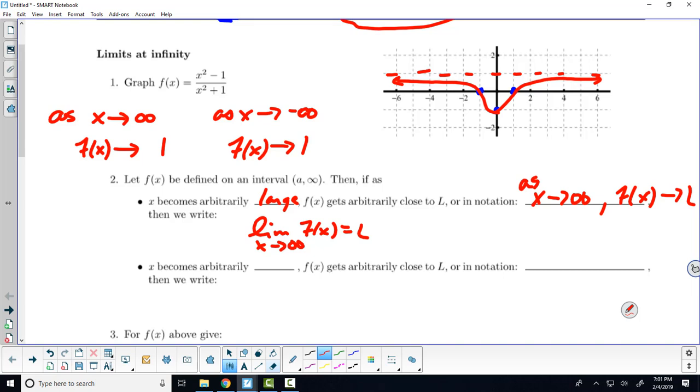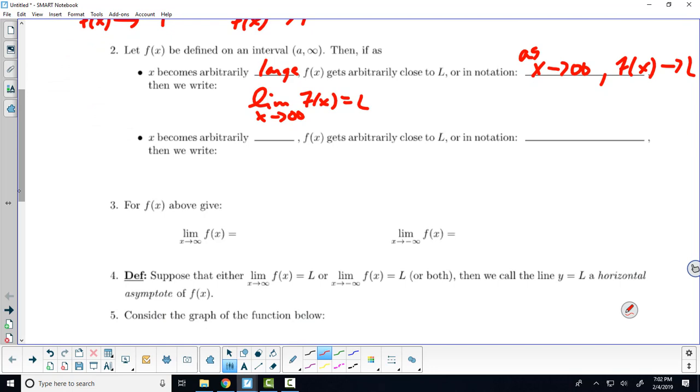Okay? So we're looking kind of for the horizontal asymptote. This is precisely looking for the horizontal asymptotes, and the way we think about horizontal asymptotes is they're the long-term behavior, meaning as we go far to the right or as we go far to the left, what's the function doing? Good. Okay. Similarly, as x becomes arbitrarily large negative, the y values get arbitrarily close to L, we say as x approaches negative infinity, f of x approaches L.